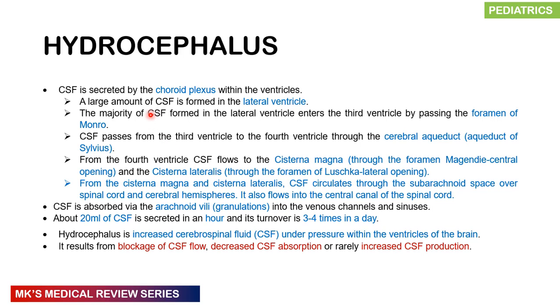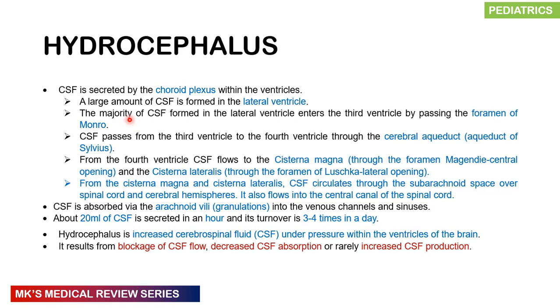Remember that the CSF is going to be secreted by what is referred to as the choroid plexus, which are found within the ventricles. A large amount of this is actually going to be formed in what is known as the lateral ventricle. I will show you a picture in the next slide. Then the majority of this CSF that is going to be formed in this lateral ventricle is going to be entering into the third ventricle via an opening which is referred to as the foramen of Monro.